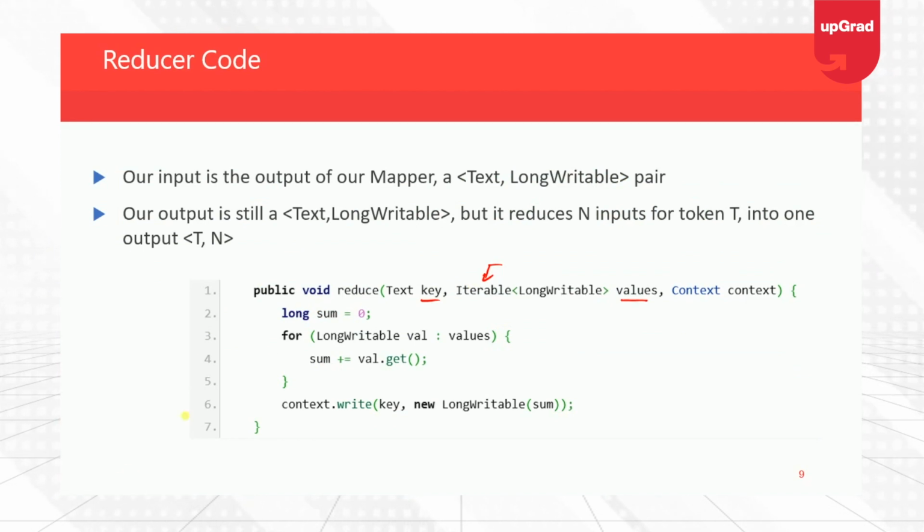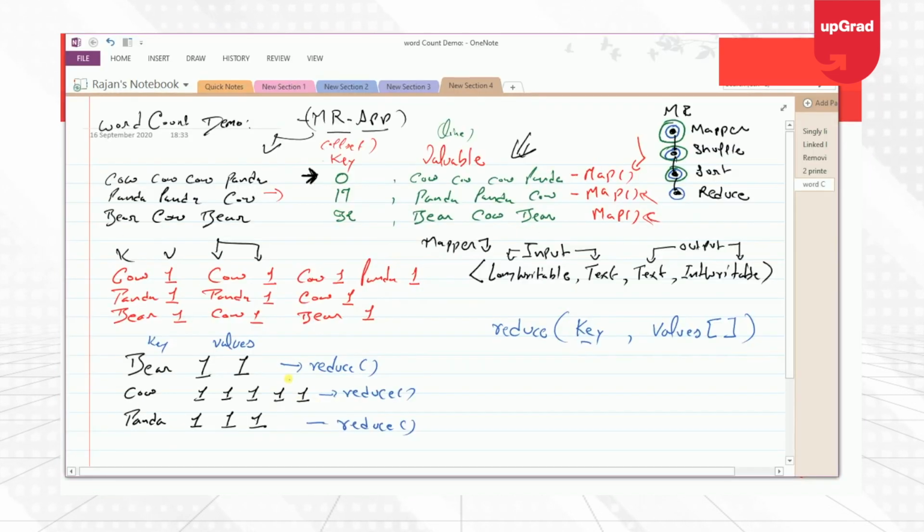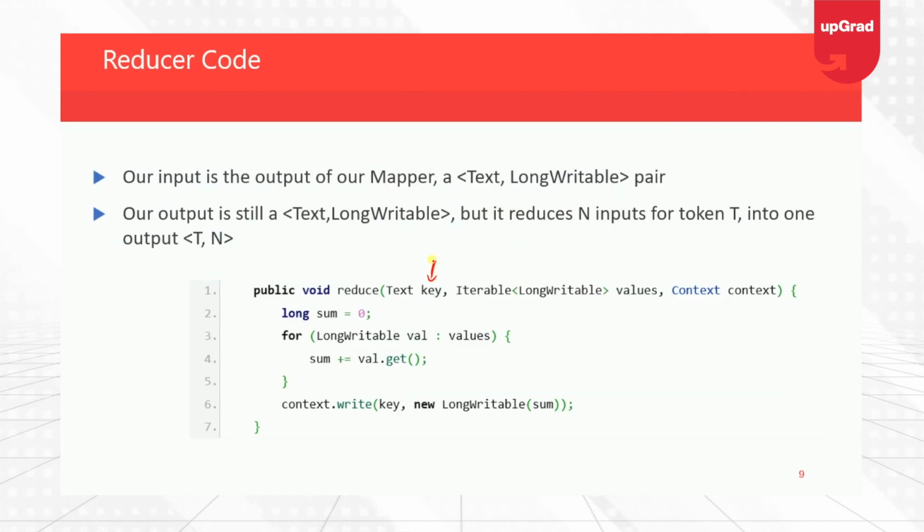The very first key value pair which will be used by the reduce phase is going to be bear and 1, 1, 1. So the key is going to be bear and the values are going to be 1 and 1. Here we have a variable, long sum, which is 0. This is for containing the total sum of all the values here. Here we are running a loop over the values.